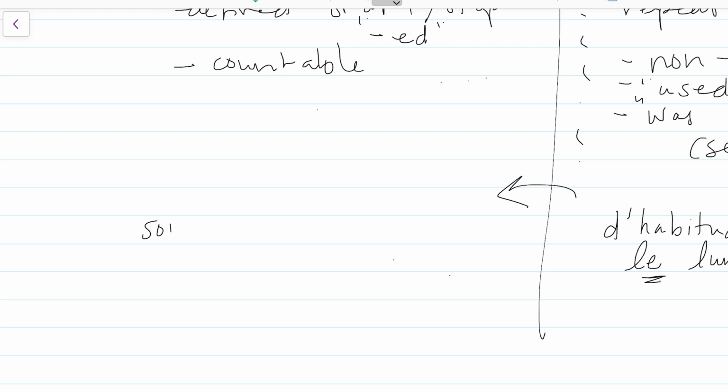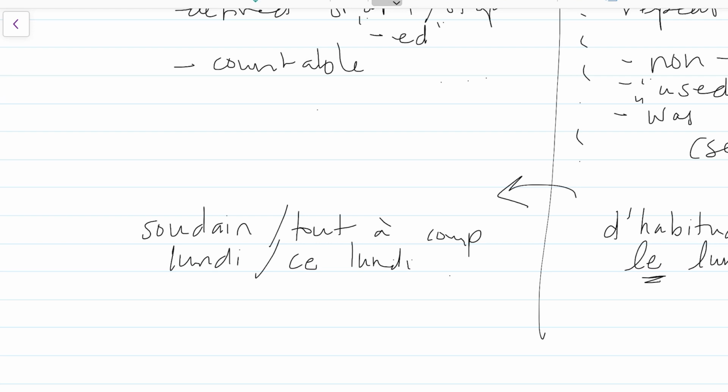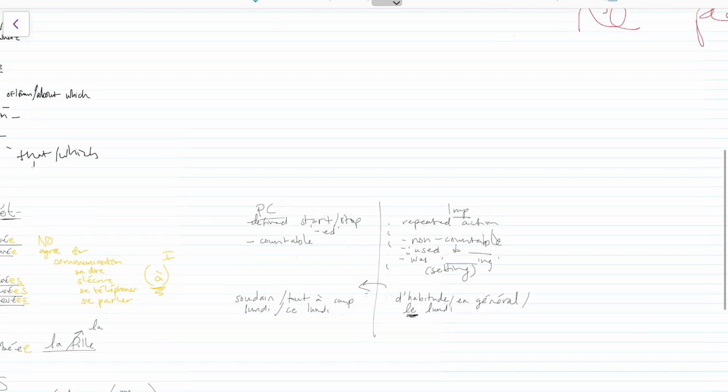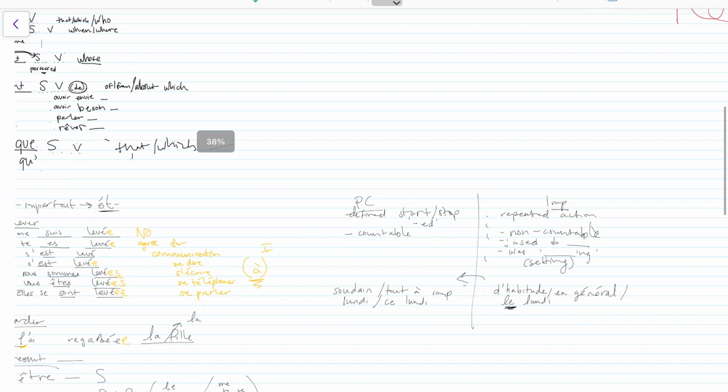Whereas on the other side, you would have something like suddenly, soudain, or tout à coup, which also means suddenly. You would have just lundi. Or you might have ce lundi, which is just the one Monday, or this Monday. It's not the same as le lundi, which is multiple. So I would go back into your chapter and find the chart for which kind of words should lead you to what.